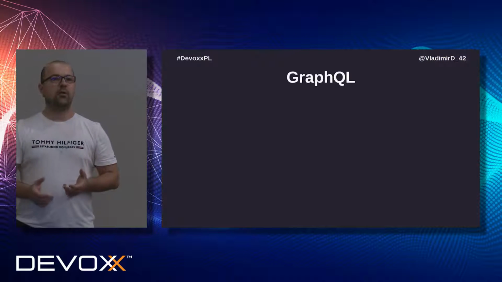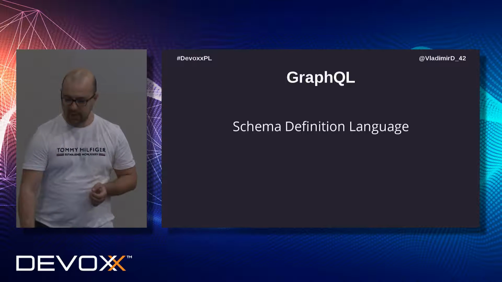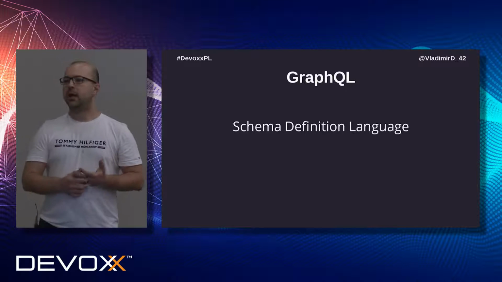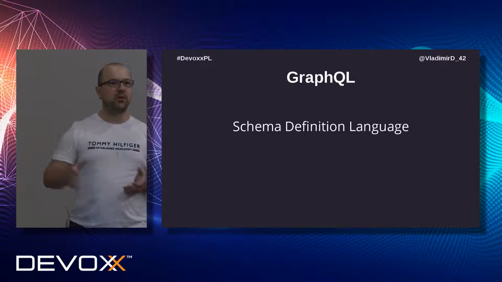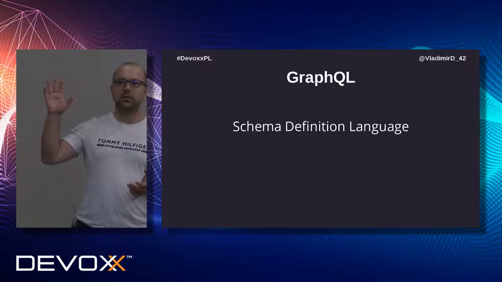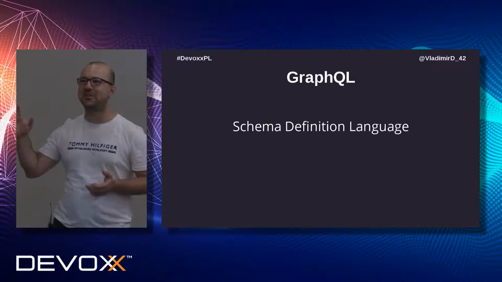When we talk about GraphQL, GraphQL consists of two big parts. The first part is schema definition language. And I assume that the majority of us here build REST APIs, right? Everybody built a REST API? Anybody awake? Okay, nobody's either awake or nobody built REST APIs.